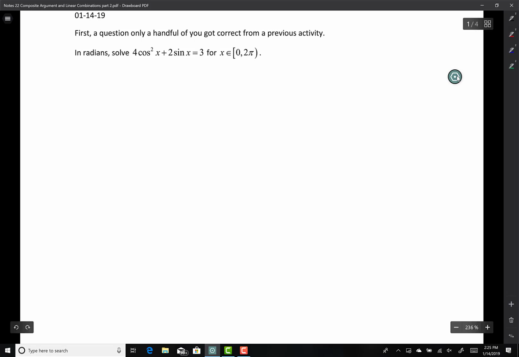All you're trying to do is make this look like a quadratic. Perfect. I have a sine x, and what I'm trying to do is get a sine squared x in there. Cool or not cool? So we already know that cosine squared x plus sine squared x is 1. Cool or not cool?